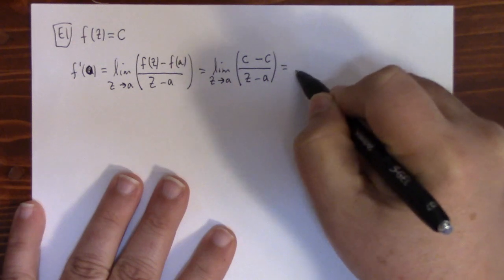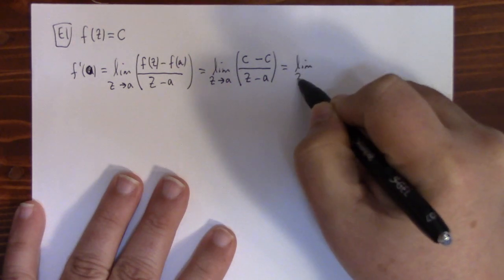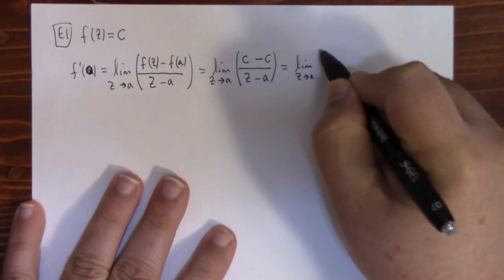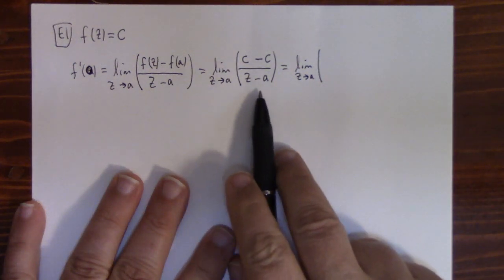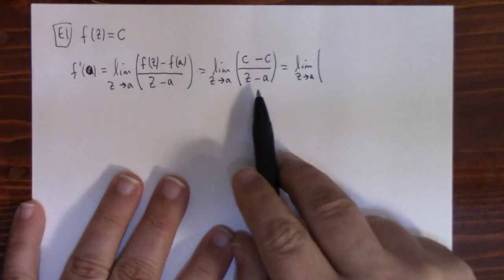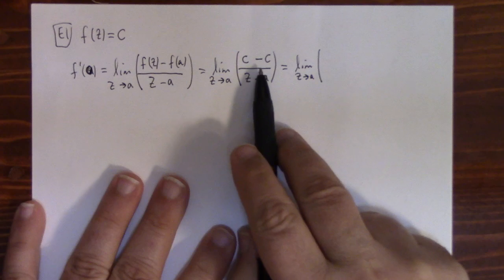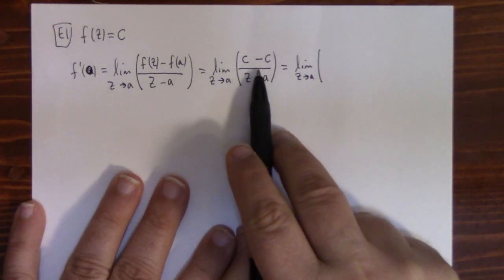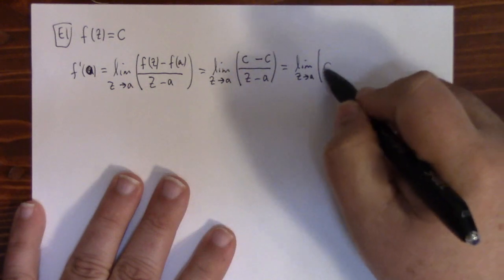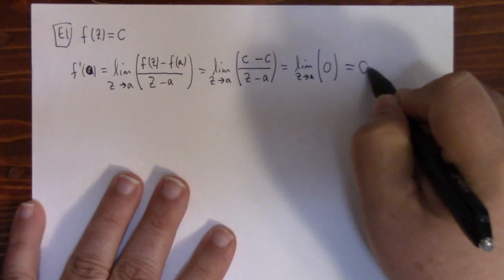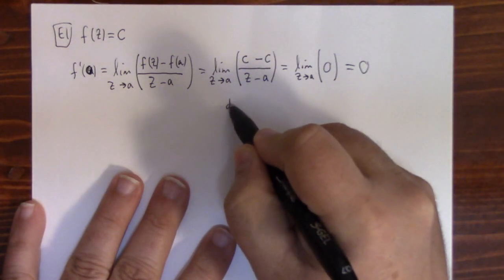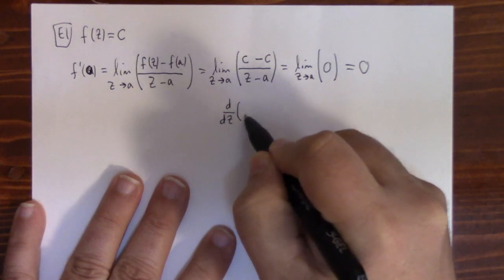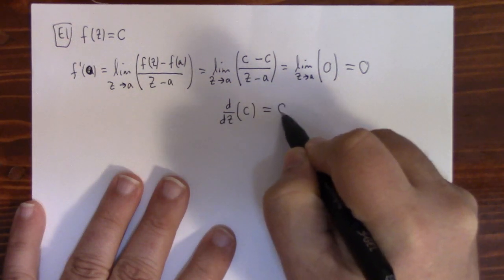But that's the limit as z goes to a. Remember, in the limit, we're allowing z to get close to a but not equal to a. So the denominator is non-zero inside the limit. But c minus c is 0, so this is 0. So there you have it: d/dz of a constant is equal to 0.